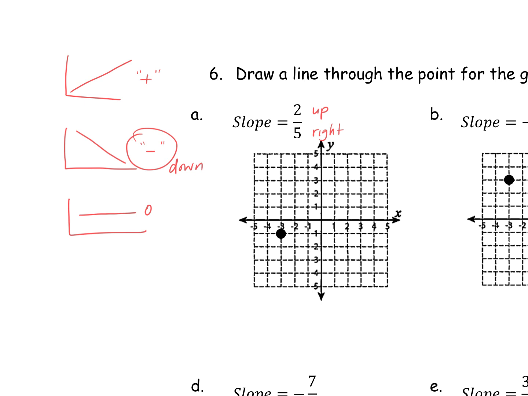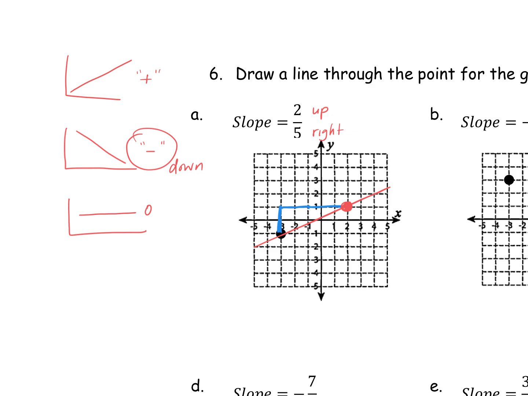So if I'm going up 2 units, I'm going to go up, here's 1, here's 2, and then I want to go to the right 5 units. So that would be 1 unit, 2 units, 3, 4, 5. Then what you do is you're putting your new point. It's like saying, where did it move to? Now what you're going to do is take your straight edge and connect those two, and that will form your line. So now we have drawn a line through this point with that given slope.